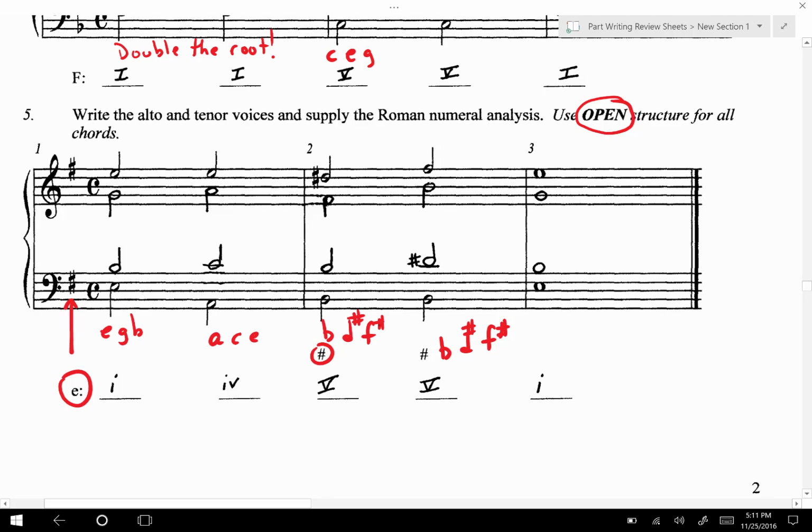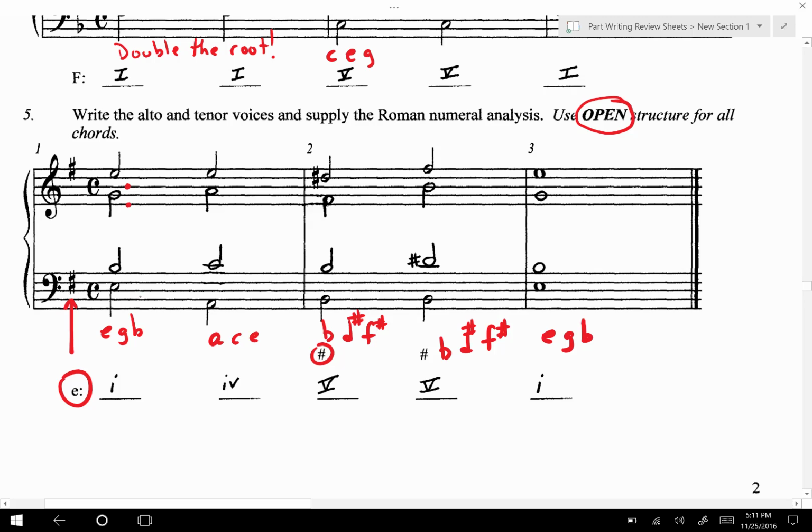That doesn't have to be in the figured bass because we have a key signature, but you have to notate F sharps. Okay, and then our 1 chord, back to EGB. Open structure is leaving a chord tone in between the upper voices, which we have done right there.